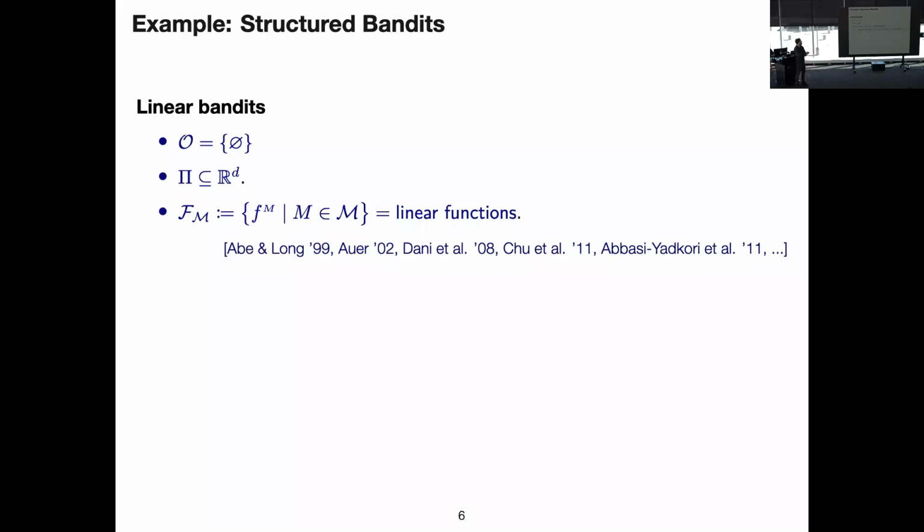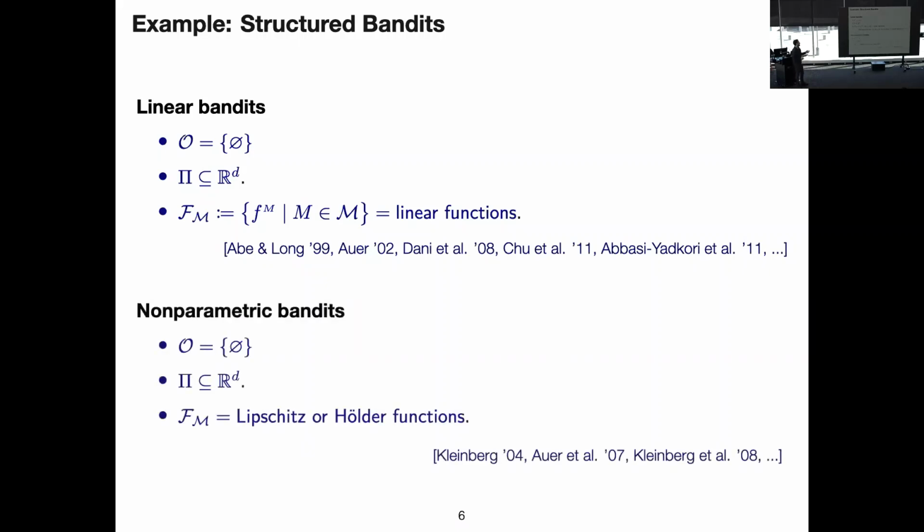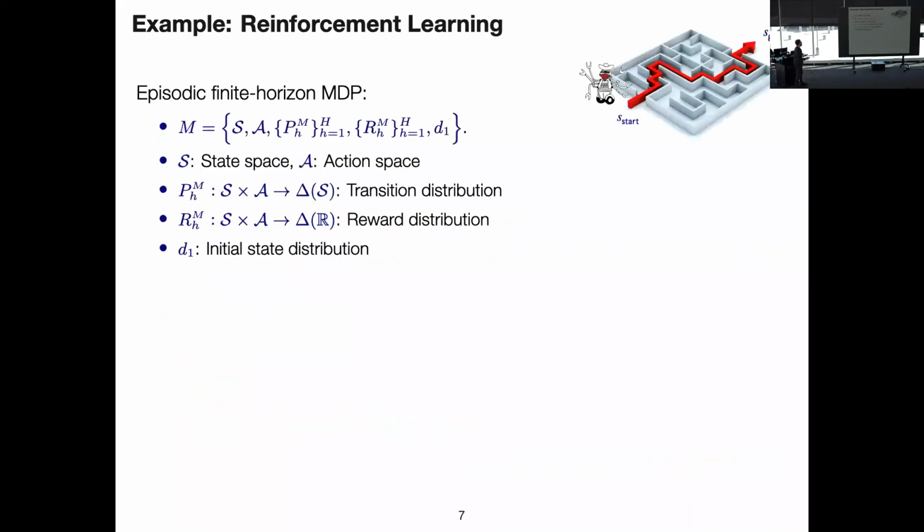So the way you encompass this in our general framework here is we're just going to restrict all the models in script M to have linear rewards, right? Which is pretty natural. And this is just one example, of course. There are many other different structural assumptions you can place on the rewards. Another very well-known one is non-parametric bandits. This is a setting similar to the one up here, but where we only assume, for example, that rewards are Lipschitz or Hölder continuous. So, a weaker assumption.